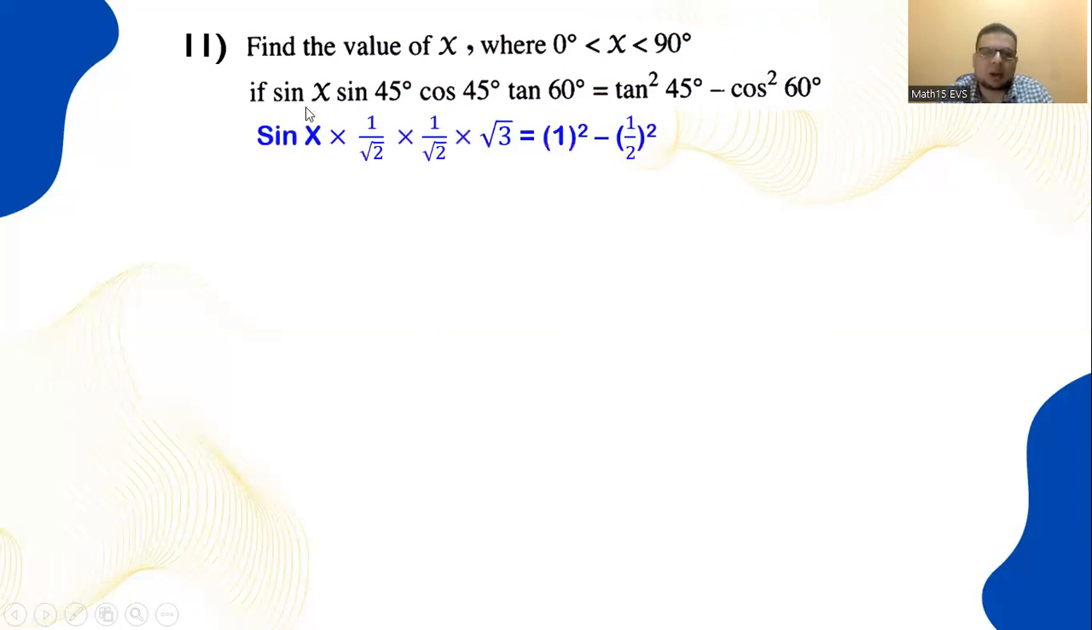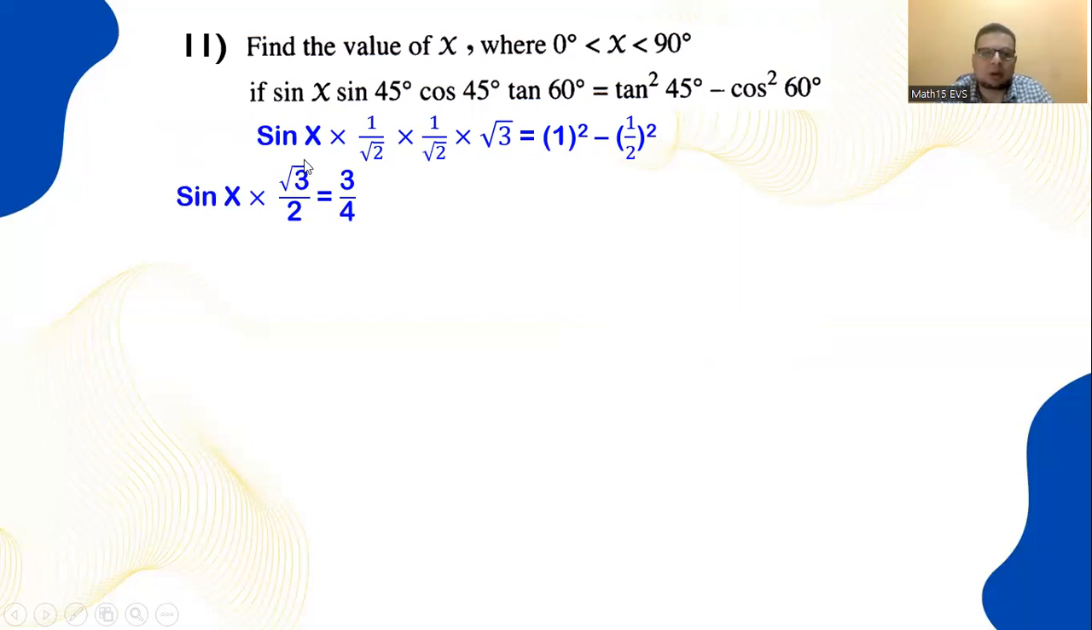So put sine x and put the value of each one. Sine 45 is 1 over root 2, cosine 45 is 1 over root 2, tan 60 is root 3, equal to tan 45 is 1 power 2, minus cosine 60 is half power 2. Use the calculator, no problem. The product of the numbers will be sine x times root 3 over 2. And 1 power 2 minus half power 2 will be 3 quarters.